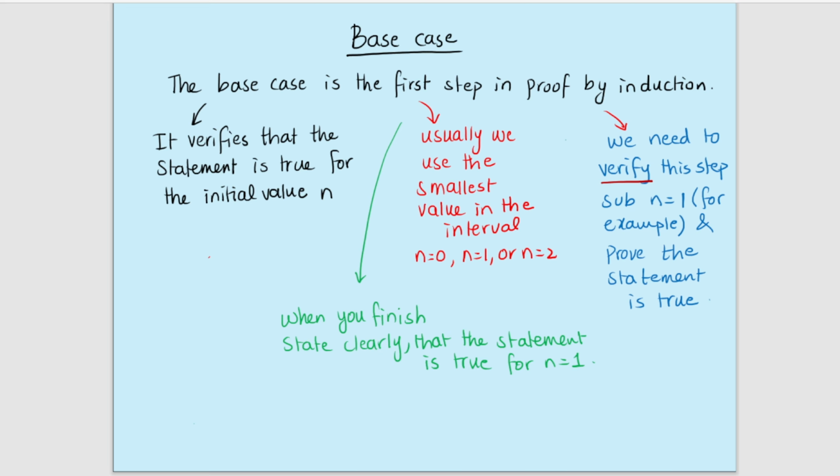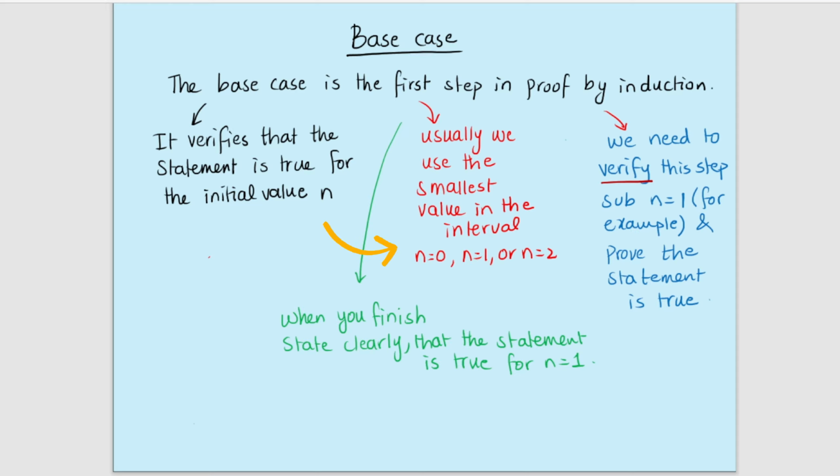What is the base case? It verifies that the statement is true for the initial value n, and usually they give you the interval. They say for all positive values of n, so we know that we start from 1. If we say n greater than or equal to 2, we know that the smallest value is 2. Sometimes they say for non-negative integers. Non-negative means the set includes 0, so we start from 0.